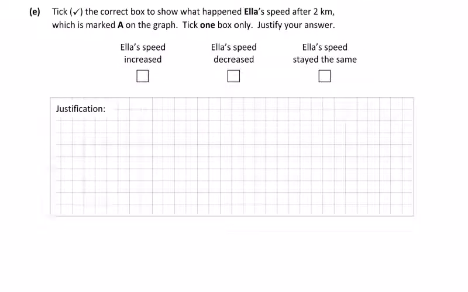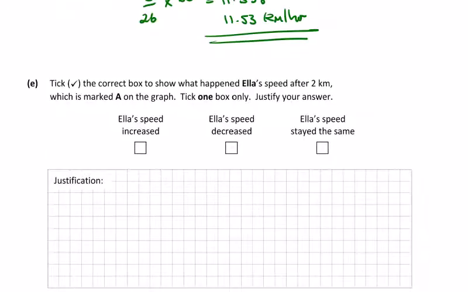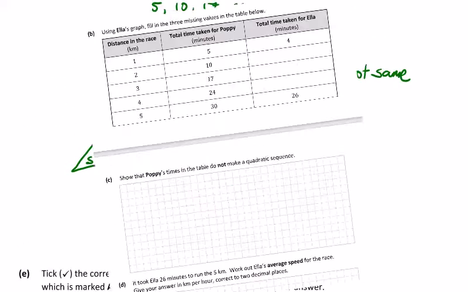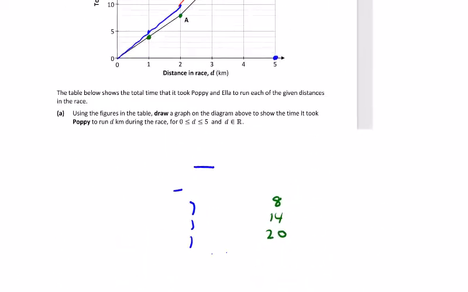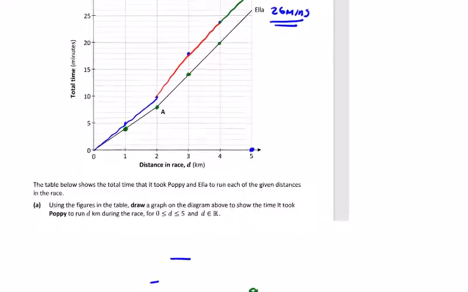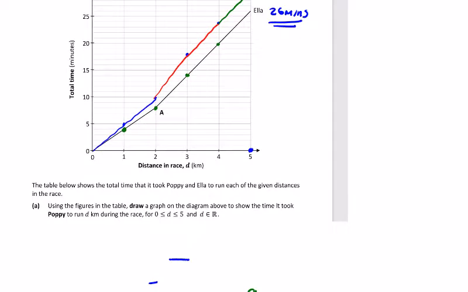In part E, we're asked to tick a correct box, so be really careful. What happened after 2 kilometers, which is marked A on the graph, and tick one box only. So let's just go back up to the graph and see what happened after 2 kilometers. So after 2 kilometers for Ella, what happened to her speed?